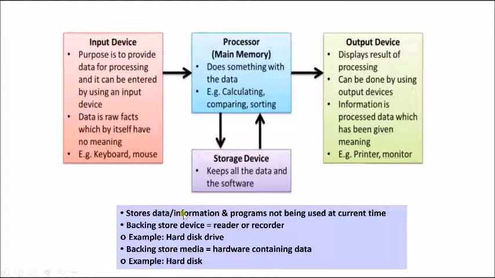Now, storing data and information, also programs not being used at the current time, they are stored in the storage devices. A backing storage device is a reader or recorder. Now the example of a storage device is the hard disk drive. Now the backing storage media is the hardware containing that. As you see, the hard disk drive is a backing storage device, but the hard disk is backing storage media. We have to know it is different, it is not the same.